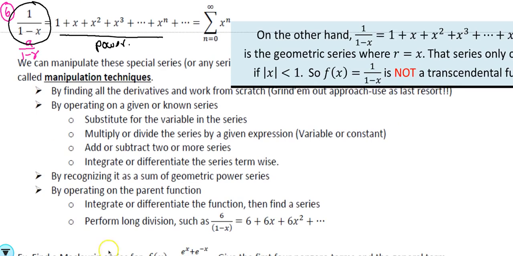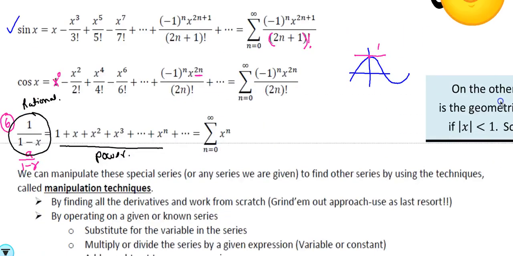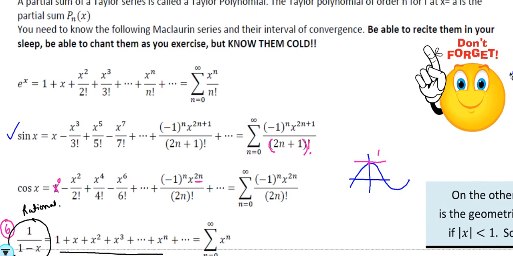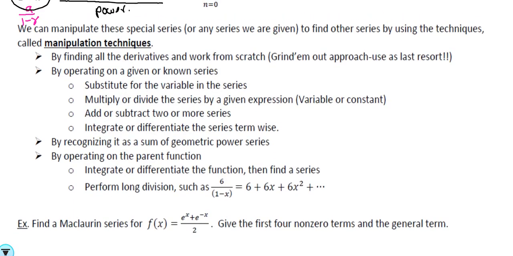Now you can only manipulate if the center is 0. You can only manipulate if the center is 0. So all of these, you can see, are Maclaurin series. They are not general Taylor series. A Taylor series with center 0 is a Maclaurin series, and only then can we use them to manipulate. So with the known series we manipulate based on, we can sometimes substitute. We can multiply or divide a series by a given expression. We can add and subtract two series. Integration and derivative are very important concepts.